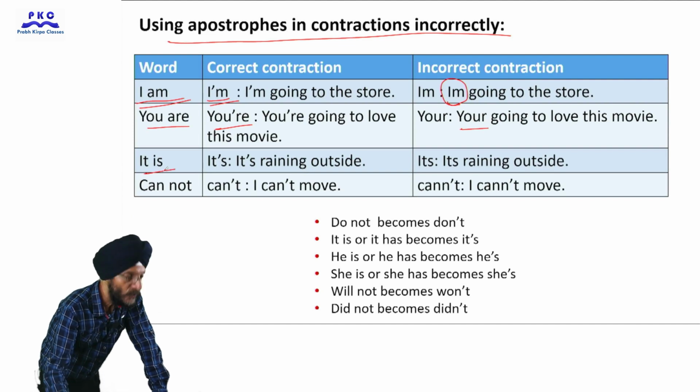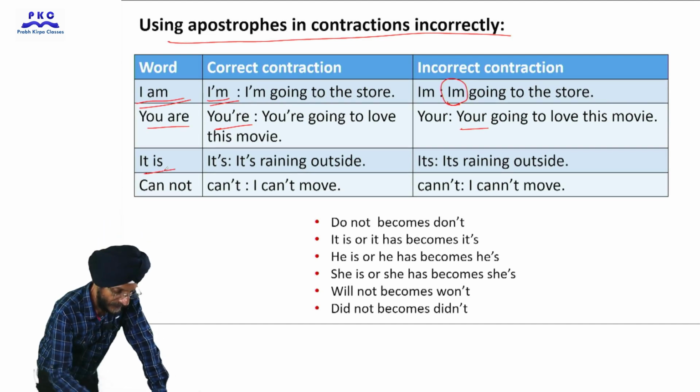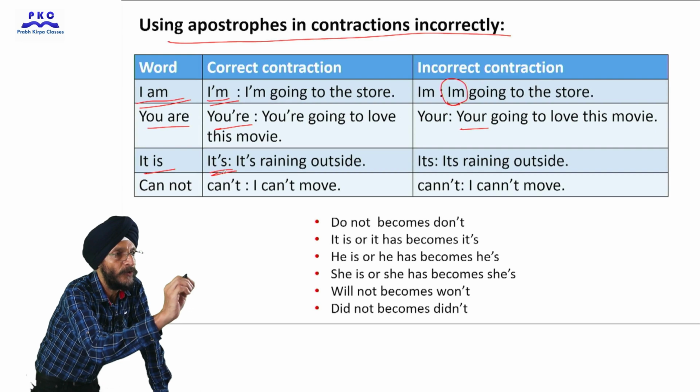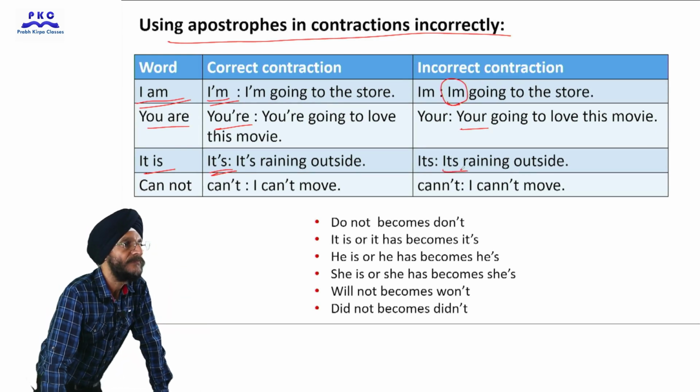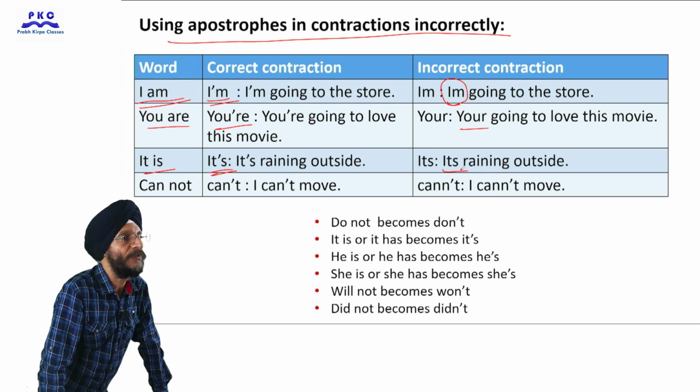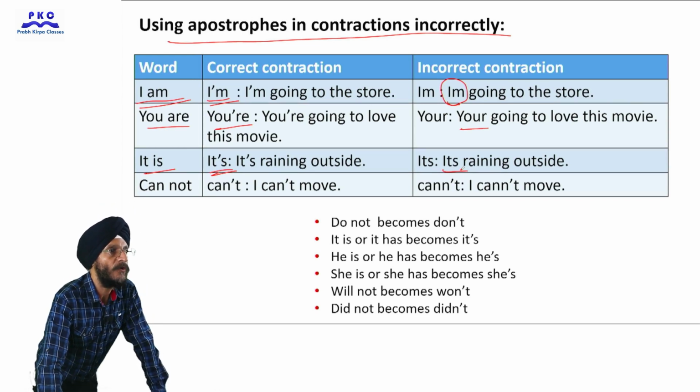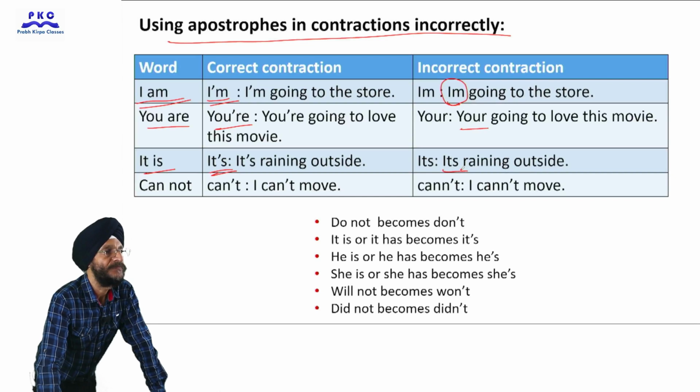It is or it has. It is written in this way, it apostrophe s. It's raining outside. If we write its and do not add the apostrophe, it is the wrong contraction of it is.